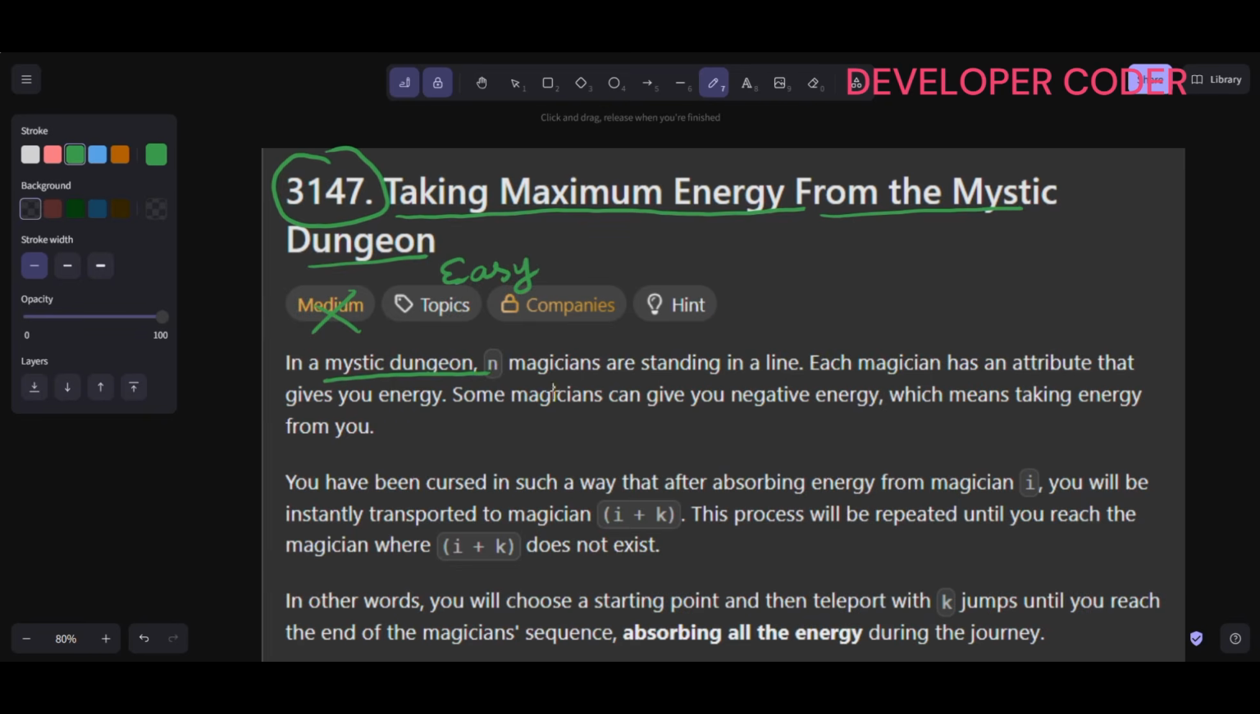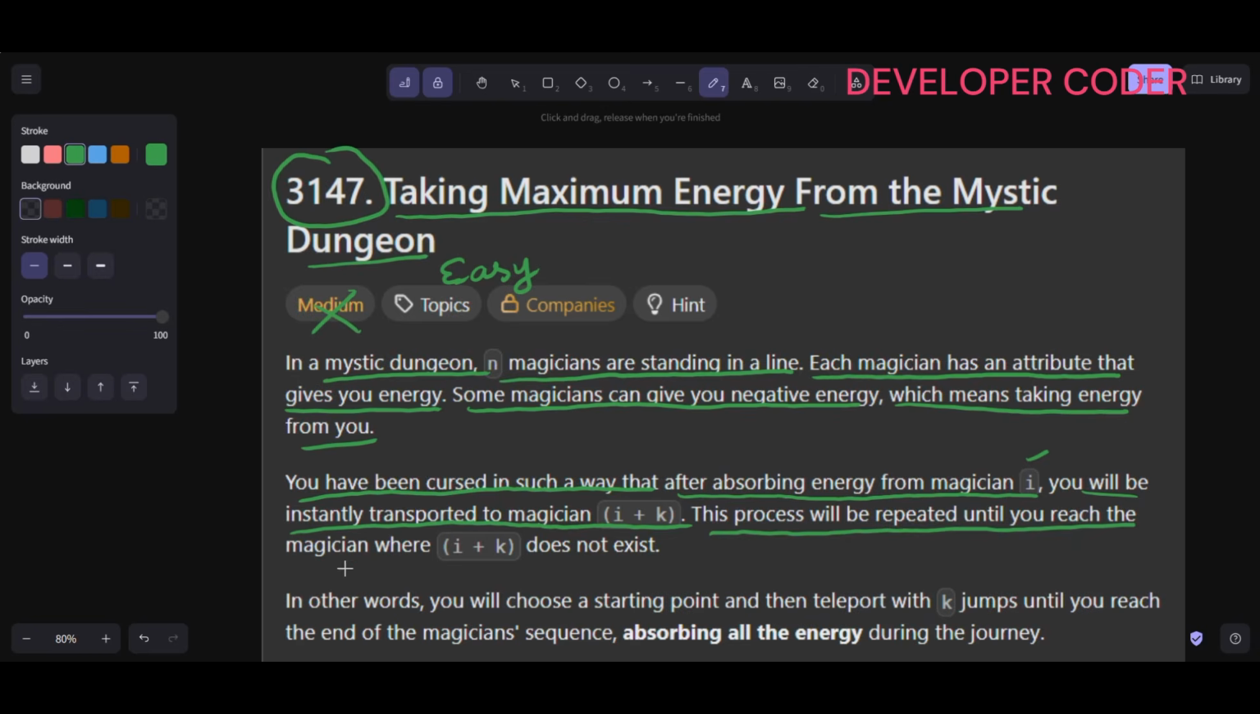In a mystic dungeon, n magicians are standing in a line, right? Each magician has an attribute that gives you energy. Some magicians can give you negative energy, which means taking energy from you, right? So you have been cursed in such a way that after absorbing energy from magician I, you will be instantly transported to the magician I plus k. So k value is given to us, right? So first I, then I plus k, right? This process will be repeated until you reach the magician where I plus k doesn't exist, right? This I plus k index doesn't exist, right?